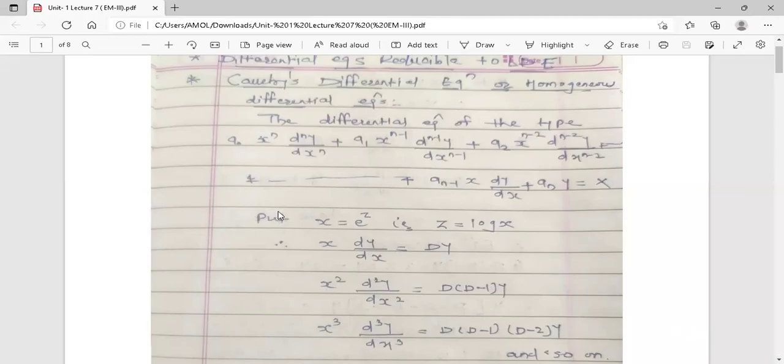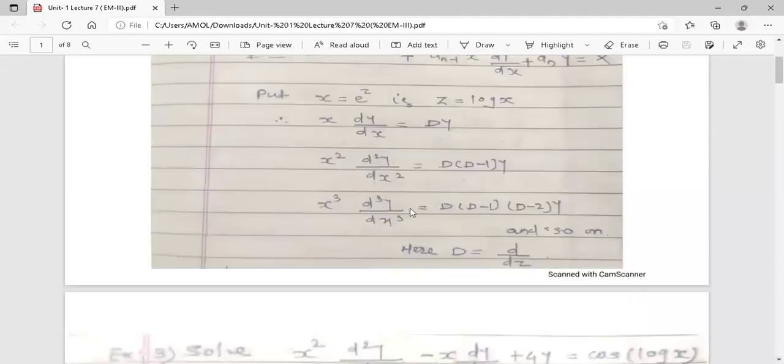Now, what is that substitution? Put x is equal to e raised to z. If x is equal to e raised to z, then z is equal to log of x, because if we shift this exponential function to the LHS, then you will get a log function. If x is equal to e raised to z, then the substitution for x into dy by dx is equal to D into y. This capital D is nothing but d by dz, the derivative with respect to z, because we are replacing the variable x by e raised to z.